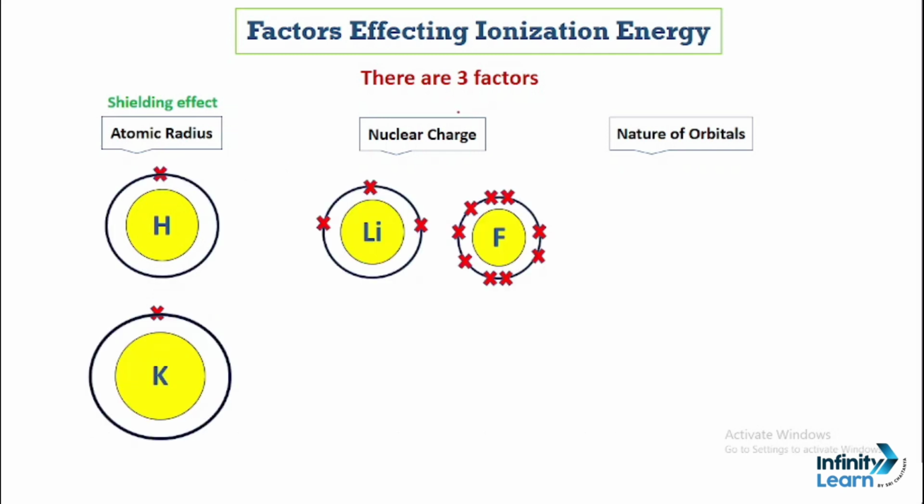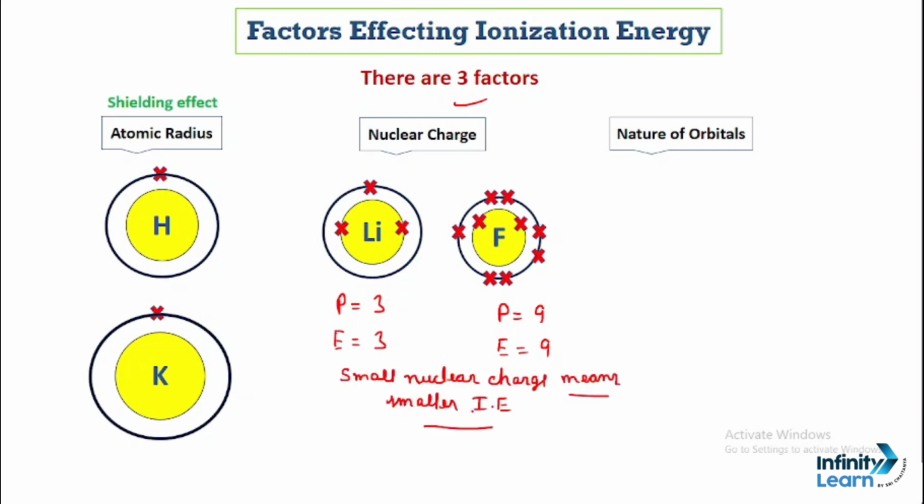Secondly, nuclear charge. Considering lithium and fluorine as examples, there are 3 protons and 3 electrons in a lithium atom, while in fluorine there are 9 protons and 9 electrons. They both have 2 shells. So the size of fluorine is smaller than lithium because of greater nuclear charge. So it will be easy to remove an electron from a lithium atom, as a small nuclear charge means smaller ionization energy, while it will be very difficult to remove an electron from fluorine, as it has greater nuclear charge, which means greater ionization energy.